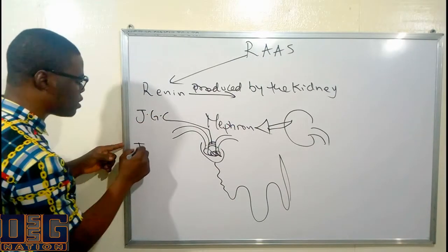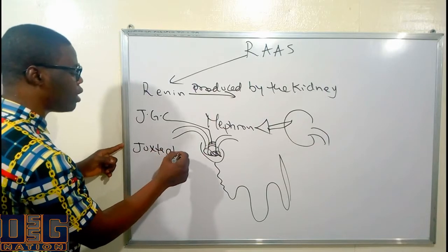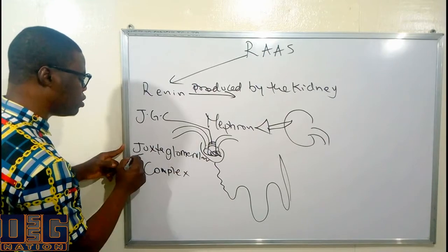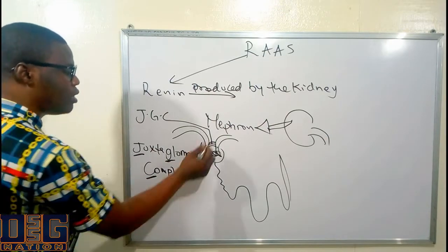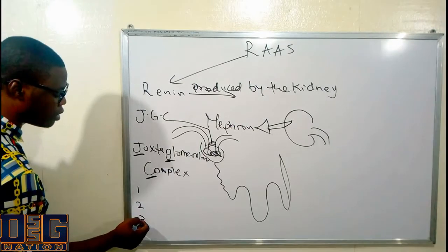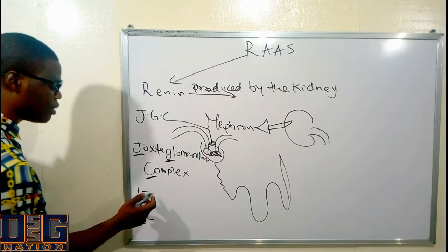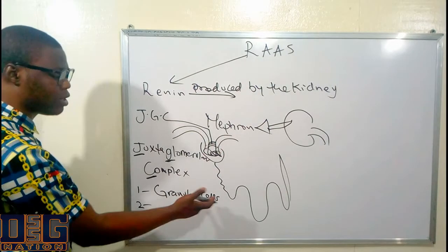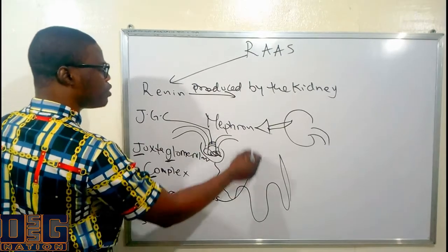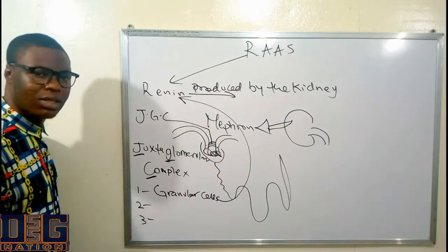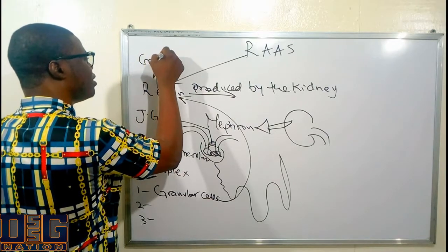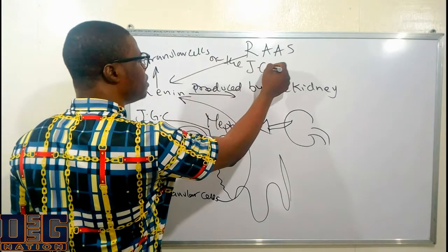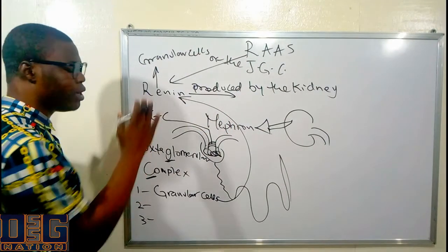JGC, which means juxtaglomerular complex. So the J, G, and the C. At these very junctions, we have 3 cells, but the one that we're interested in is the granular cells. The granular cells are the ones responsible for producing renin. So renin is produced by what now? It's produced by the granular cells of the JGC. So that is where renin is being produced from.